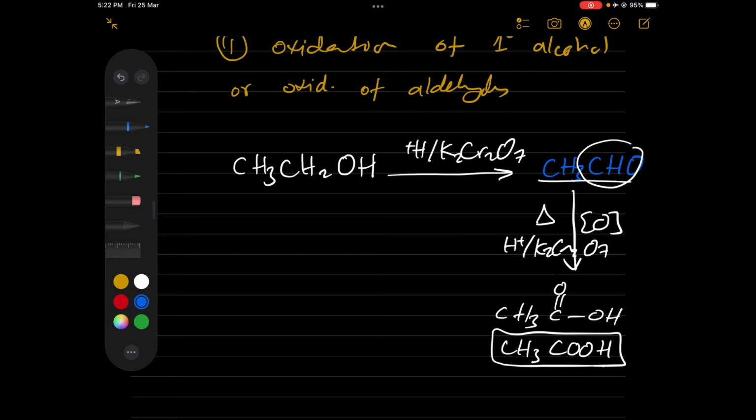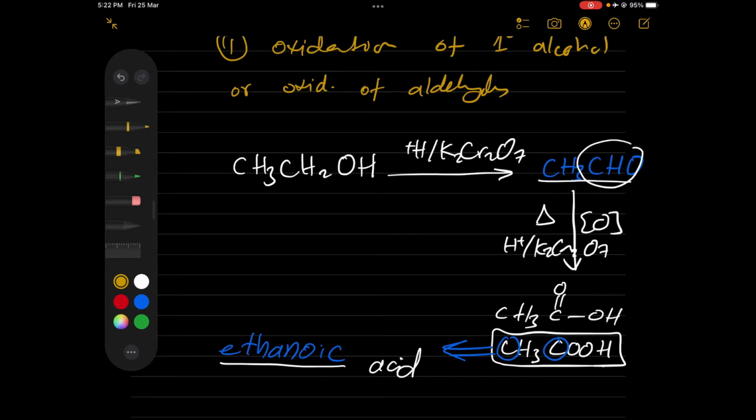If you want to name carboxylic acids, first of all, you have to count the number of carbons. Here we have 2, so it's ethane. We drop the E, put OIC, and then add the word acid. So this is ethanoic acid. Okay, perfect. So this is the first process.